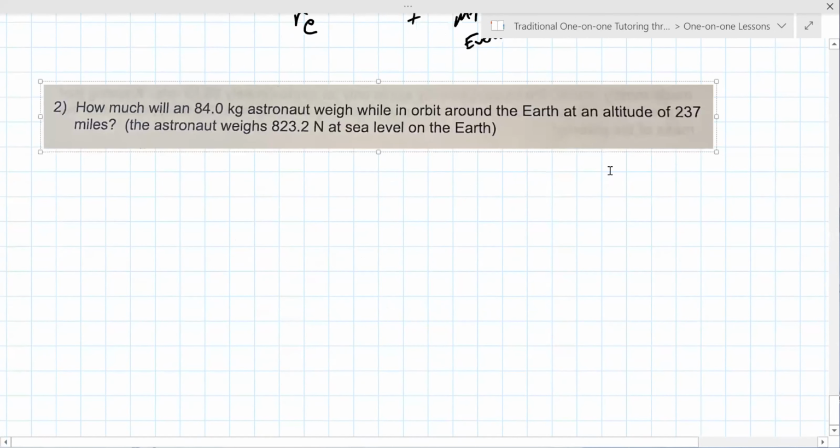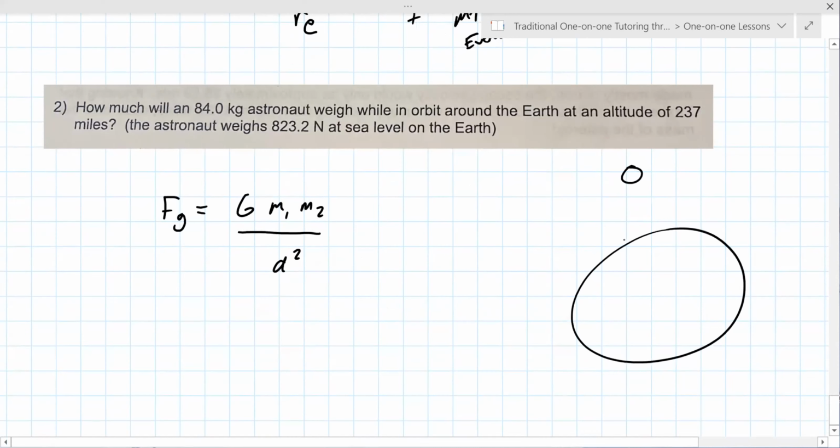Okay, so let's forget about what this question is actually asking, and let's find the FG, because that's all you know. You know F_G equals G M1 M2 over distance squared. So the scenario here is there's an astronaut and there's an Earth. It's really no different than the mountain. It's just that instead of the mountain, it's an altitude of 237 miles away.